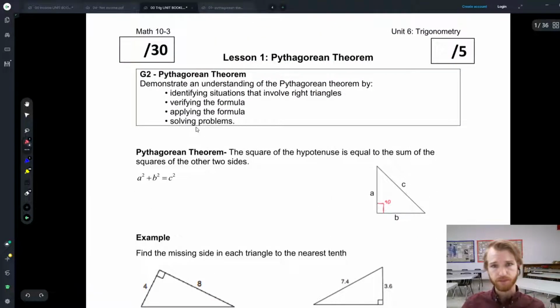All right. So the first thing that we're learning about is something called the Pythagorean theorem. This sounds nonsensical at the start, but it'll make sense in just a second. It says the square of the hypotenuse is equal to the sum of the squares of the other two sides. That probably doesn't make a whole lot of sense just yet if you've never heard about this before.